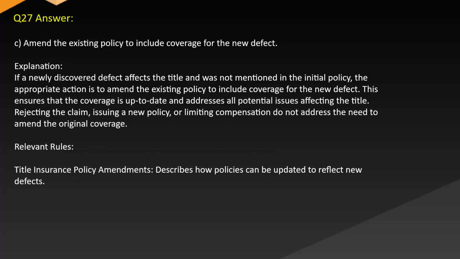Answer: C. Amend the existing policy to include coverage for the new defect. Explanation: if a newly discovered defect affects the title and was not mentioned in the initial policy, the appropriate action is to amend the existing policy to include coverage for the new defect. This ensures that the coverage is up to date and addresses all potential issues affecting the title. Rejecting the claim, issuing a new policy, or limiting compensation do not address the need to amend the original coverage. Relevant rules. Title insurance policy amendments describe how policies can be updated to reflect new defects.